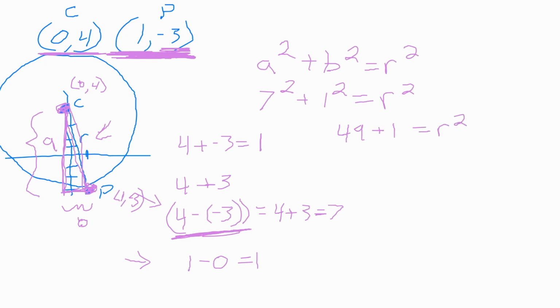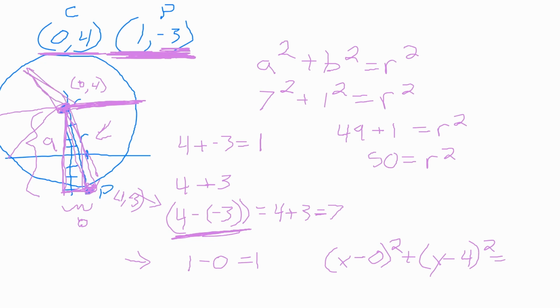So that means that 50 is always going to be r squared for my entire circle, because no matter any other point that I'd chosen, that length has to stay the same, true? All right, so in your equation so far, you have x minus 0 squared plus y minus 4 squared equals, so what is r squared? 50. It is 50. See, you got that right on the dot.